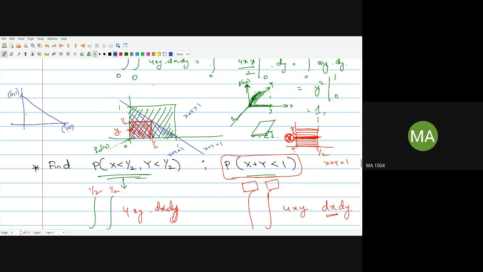Now you see how to compute the limits. So fix y. I said fix y. Once you fix y, you look at the limits of x now. If y is fixed, I will have only a straight line.